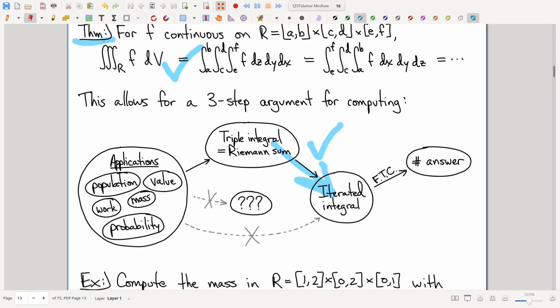Okay. All right. So that sort of completes our strategy for computation. Whatever your application is, write it as a triple integral, cite the fact that triple integrals can be computed with iterated integrals, and then we plug and chug on the iterated integral with the fundamental theorem of calculus. So let's do one.